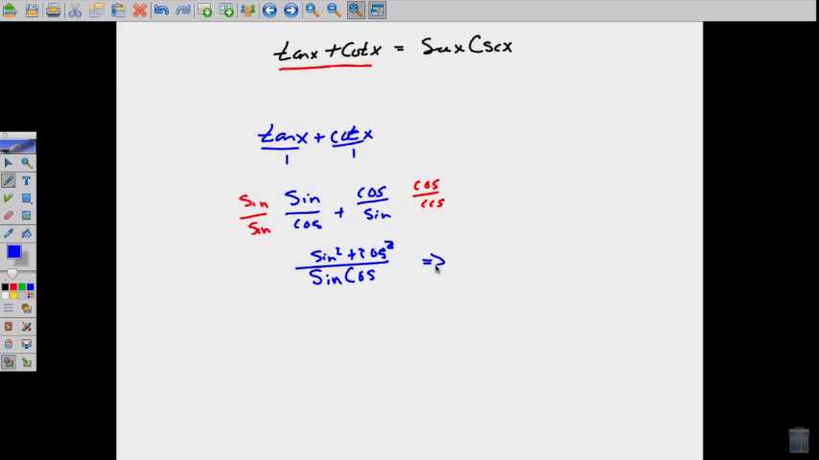Awesome. So now on the top, please tell me that you are starting to recognize the Pythagorean identity. Sine squared plus cosine squared is 1 over, and then I still have sine cosine. And now that we have this set up in this way, I have 1 over sine times 1 over cosine. Oh, please tell me that you are seeing this connection here. 1 over sine and 1 over cosine. That's going to be secant of x times cosecant of x. Beautiful. We have proved the left side is equal to the right side, and we're done.